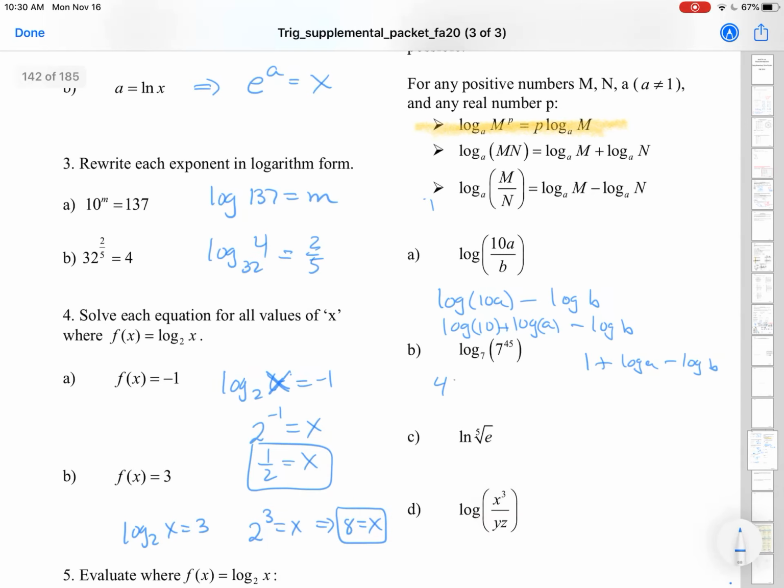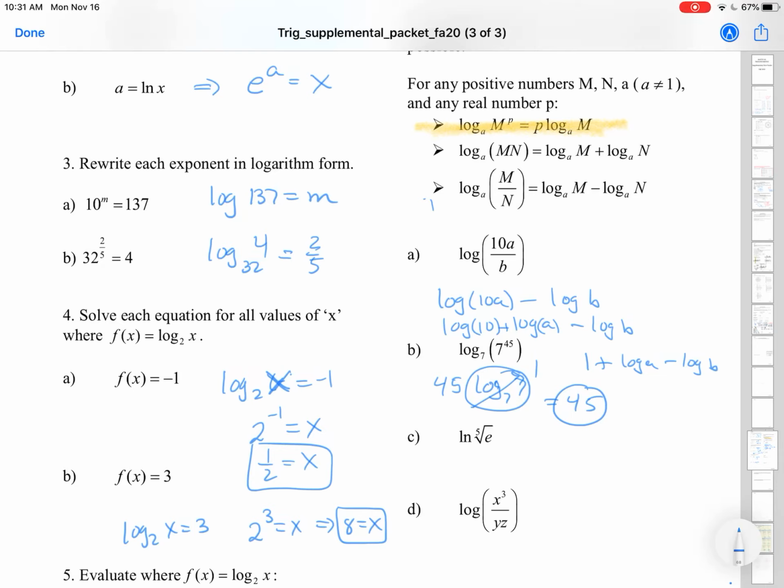So this says I can bring down the 45 and look at log base 7 of 7. I can bring down that power. You know what this is. Log base 7 of 7. What power do we need to raise 7 to in order to get 7? 1. And so not surprisingly, the answer is 45.